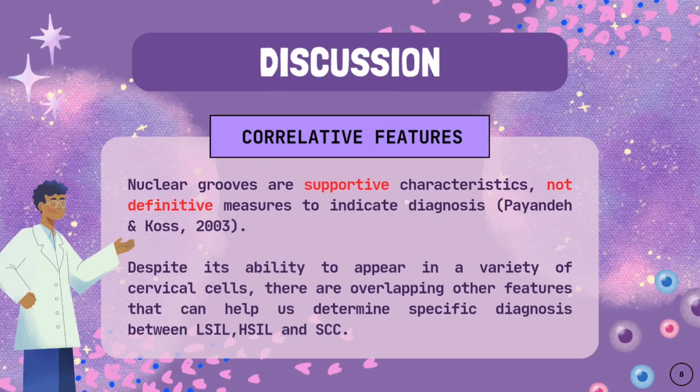According to Payande and Cross 2003, nuclear grooves are a supportive characteristic, not a definitive measure to indicate diagnosis. Despite their ability to appear in a variety of cervical cells, there are overlapping features that can help us determine a specific diagnosis between LSIL, HSIL, and SCC.